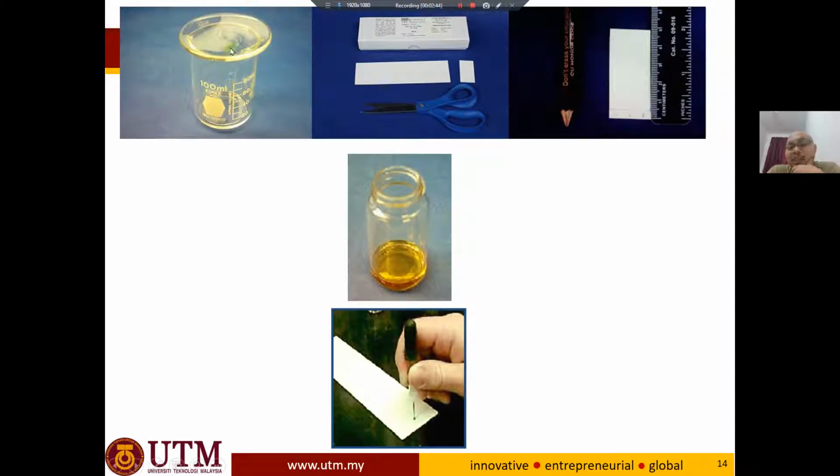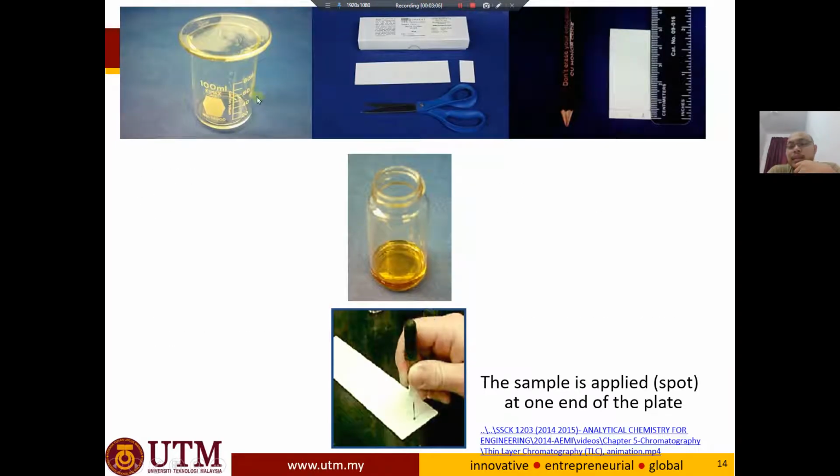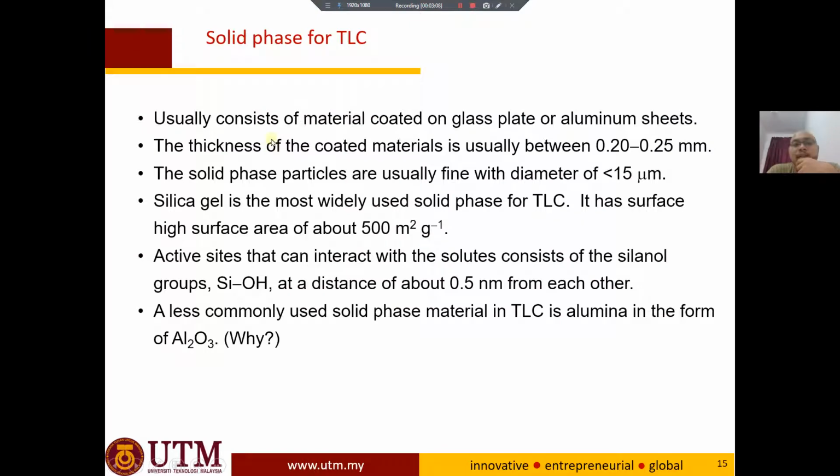We want to cover our beaker, and then, using the capillary tube, we spot our sample. Here is our sample. We dip our capillary tube over here. The capillary tube is very small, so you can just put it here and then spot. Okay, and then you can set it up in the chamber.